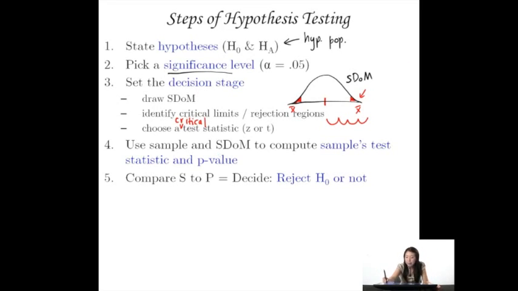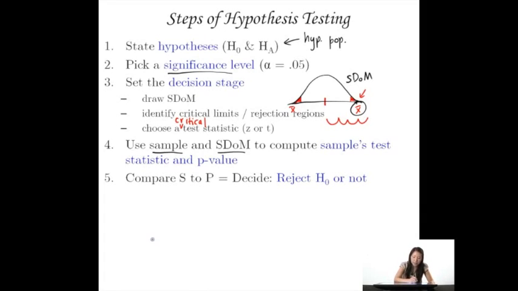And then we use the sample. So this is the first time we're doing anything with the sample. We use the sample and the SDOM, right, from here, to compute the sample's test statistic and p-value. And the p-value is going to tell you, given that X bar is out here, how much of that curve does it actually cover? What is the probability of false alarming at that particular value, right? And then you compare this sample to this SDOM population and you decide to reject the null or not.